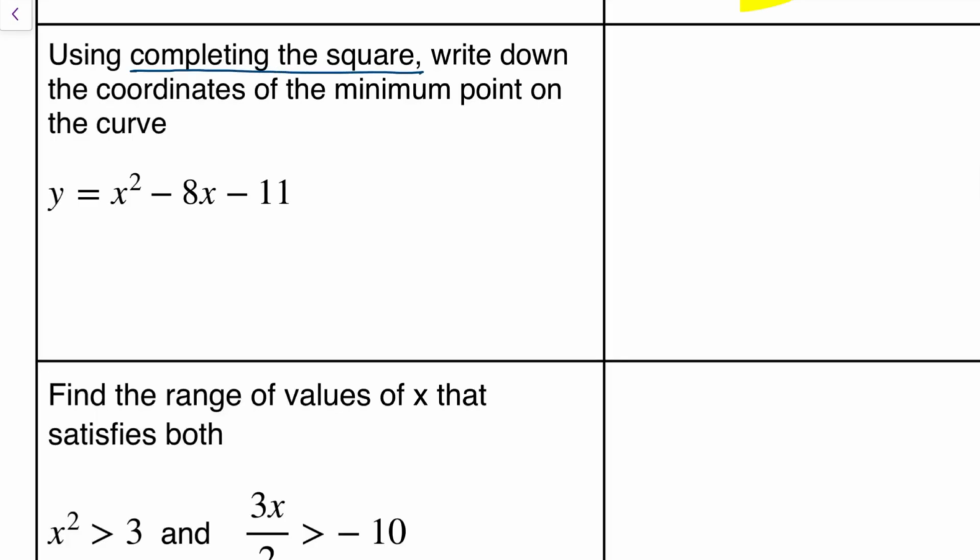Using completing the square, write down the coordinates of the minimum point of the curve. So there's a lot of maths words here. Write down means it should be pretty easy, not a lot of maths going on. Okay, this is just pretty straightforward.